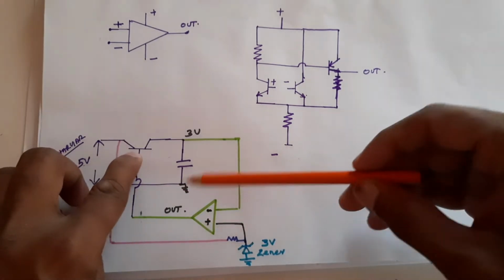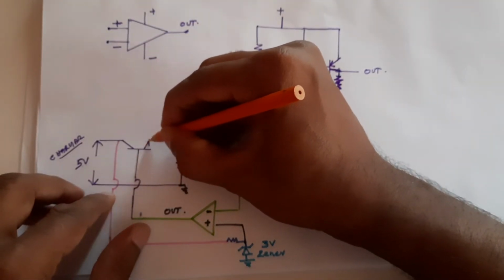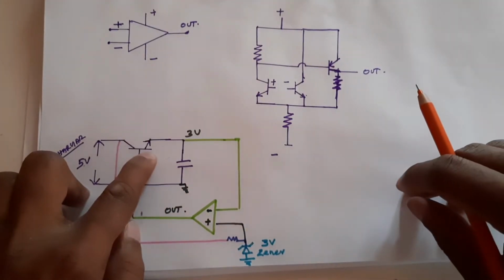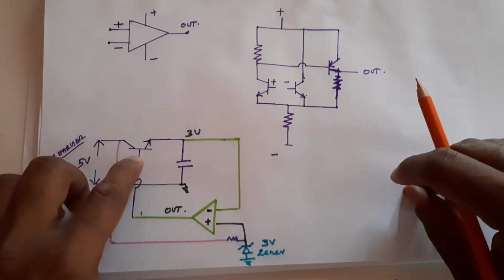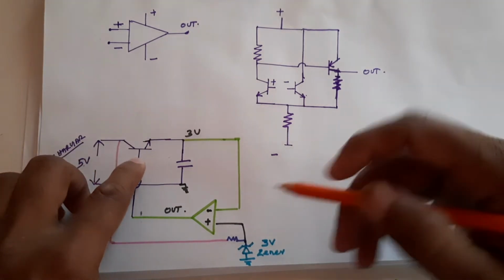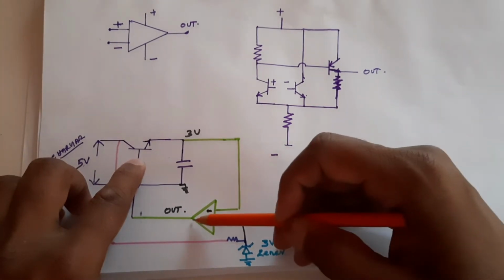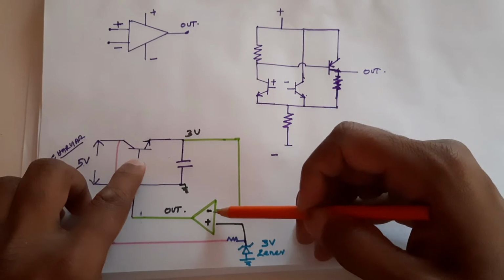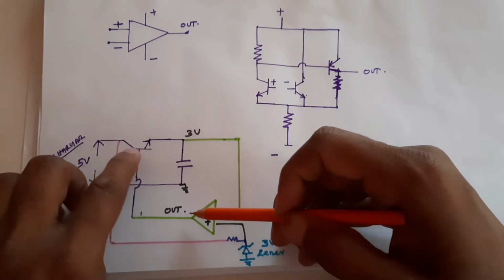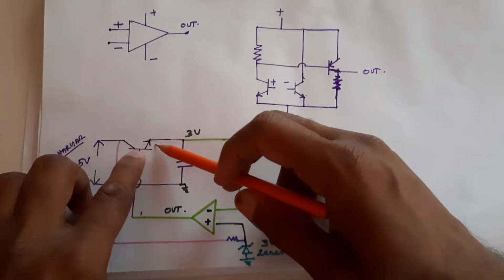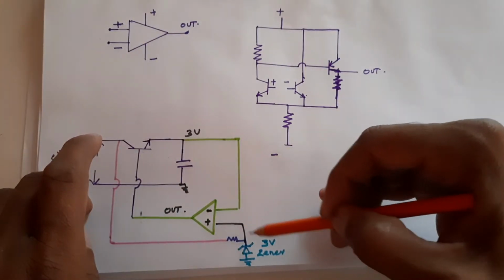Output goes to 0 means, this is an NPN transistor, so the base has to be positive. As the voltage becomes 3 volts, the non-inverting input becomes 3 volts, the output voltage becomes 0 and therefore the transistor is switched off. This is what is happening here.